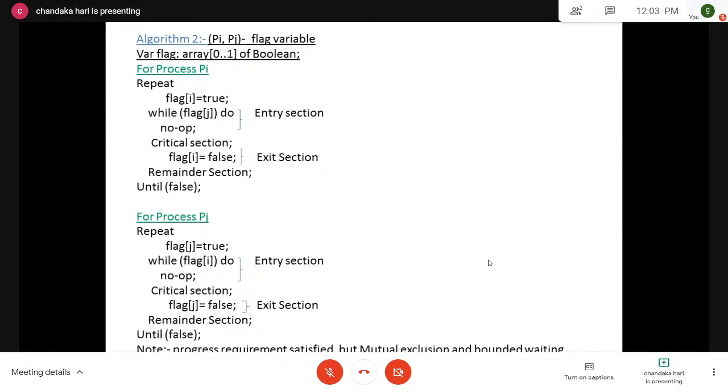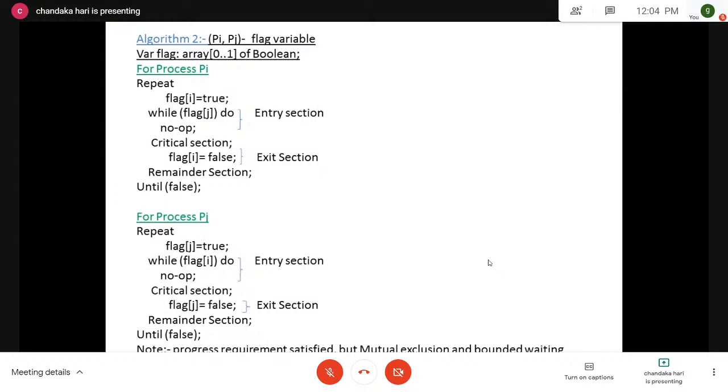If Pj wants to enter into the critical section, first of all, flag J must be true. And before entering into the critical section, it checks whether flag I is already set. In case it is already set, we need to give first priority to process Pi. This is the entry section. And in case flag I is not true, then you enter the critical section. And after that, flag J becomes false. That is your exit section. And the remainder section is executed.